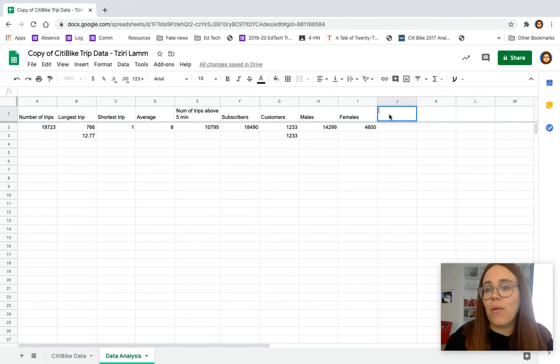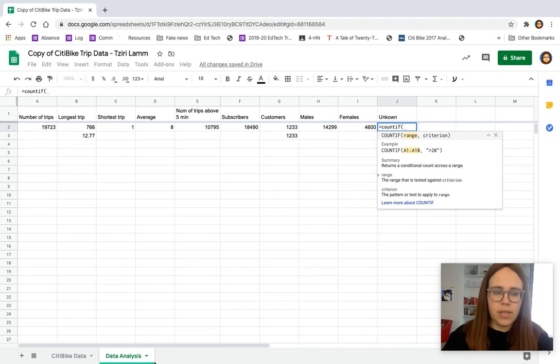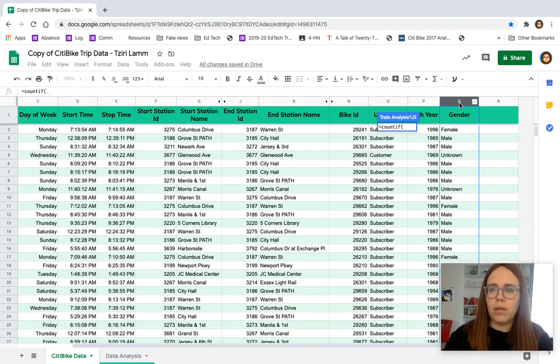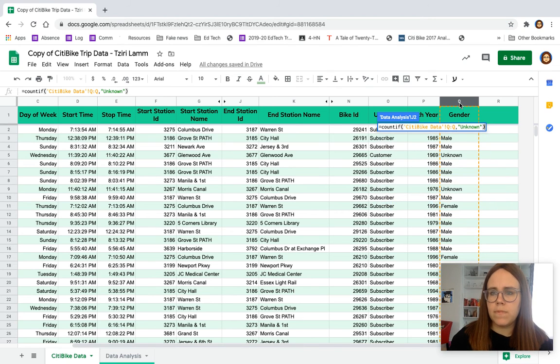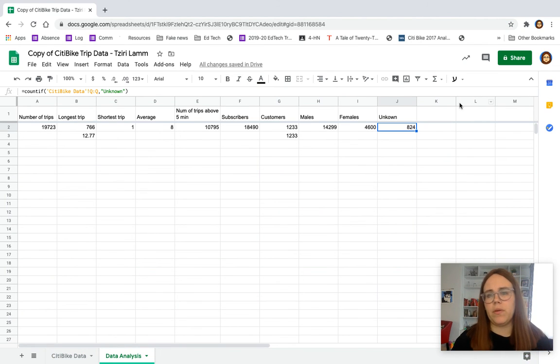And then if I wanted to just know how many people I don't know, I could do math, but I feel like in this case, because I would have to add up those two numbers and then subtract, I would just say count if it's unknown. And we have 824 people that we're not sure. So it might bring the women up closer to 5,000. It might bring the men up closer to 15,000. There's no way for us to know that information.